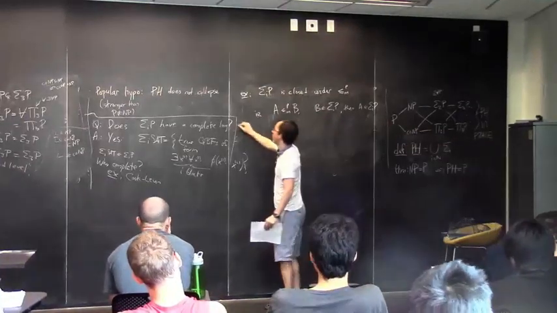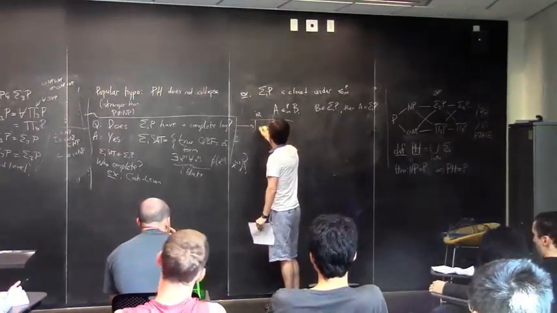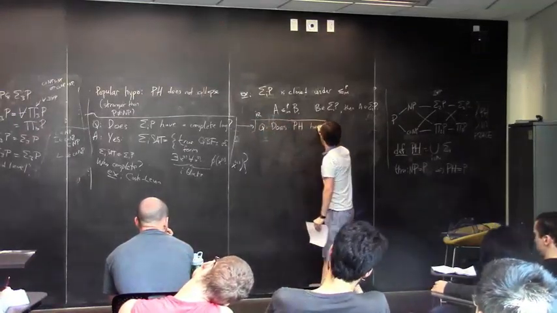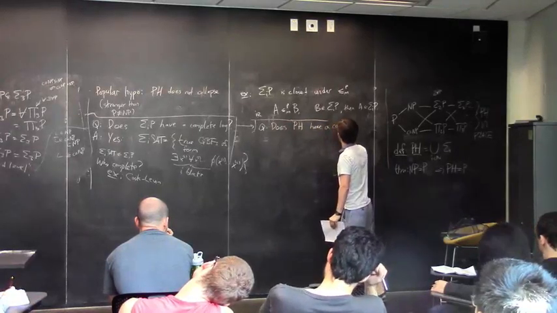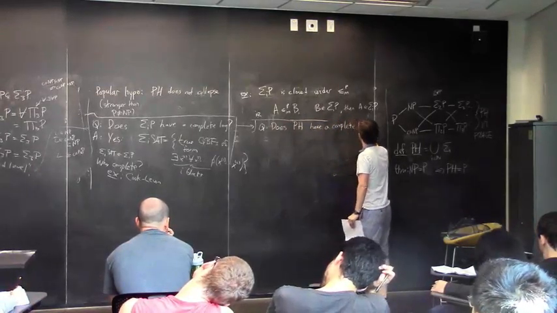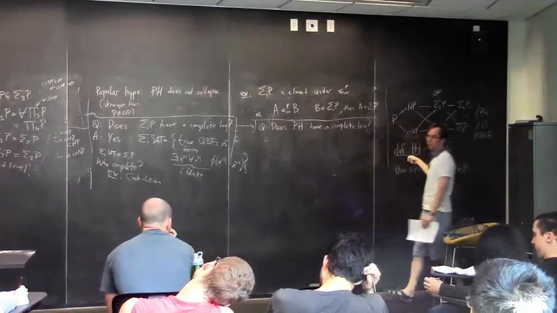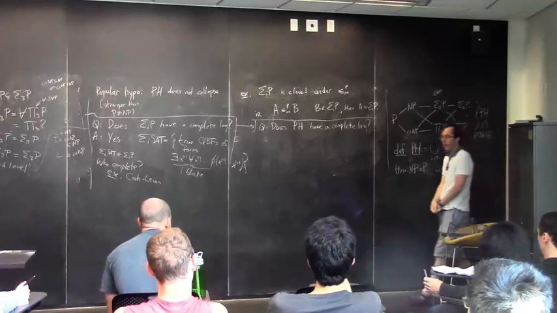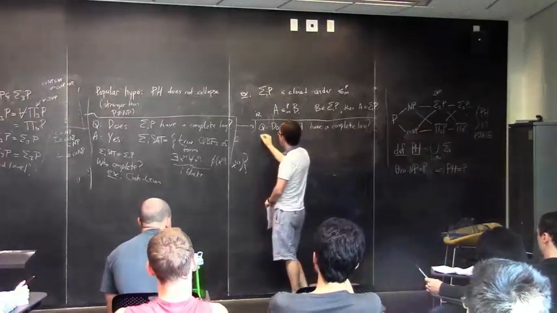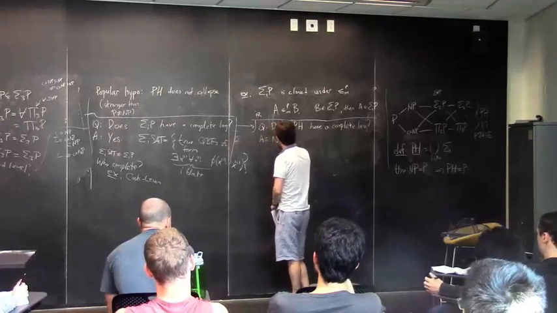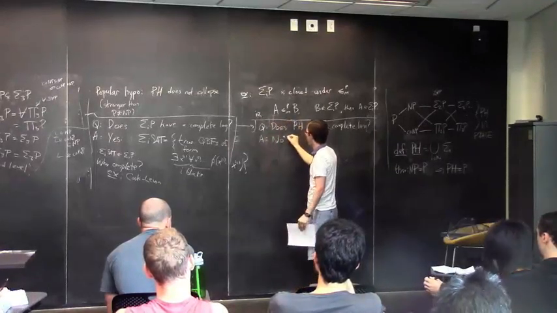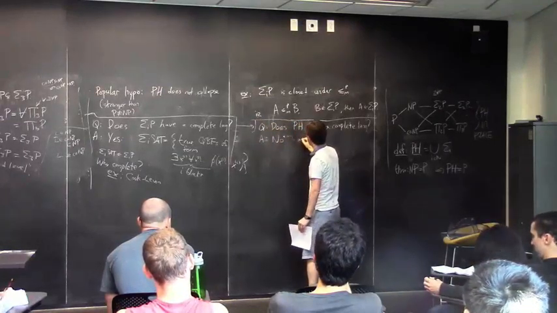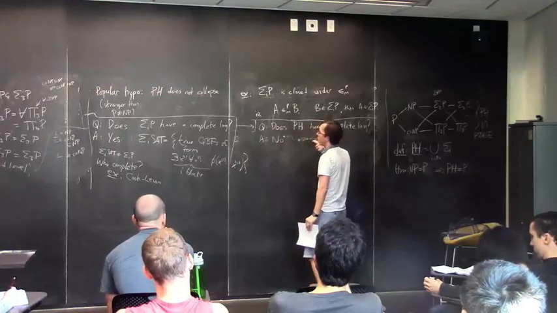Okay, so now let me ask a variant of this question. Does this class, the polynomial time hierarchy, have a complete language? All right, this is the definition of the polynomial time hierarchy. And the answer to this question is basically no. Well, what is this asterisk? Unless this popular hypothesis fails. Let's say, assuming this popular hypothesis.